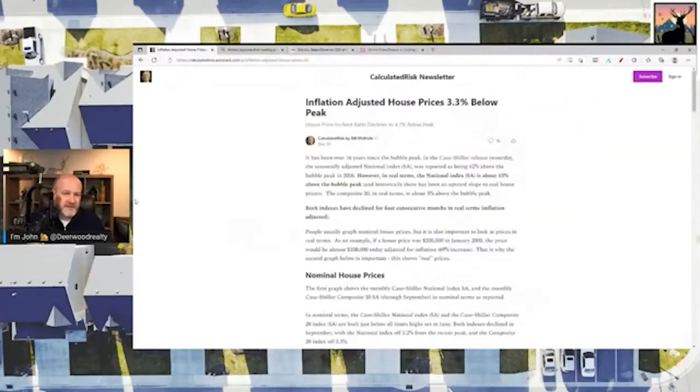Get into an article. I thought this was interesting. Inflation adjusted house prices 3% below peak. Now, it says it's been over 16 years since the bubble peak.